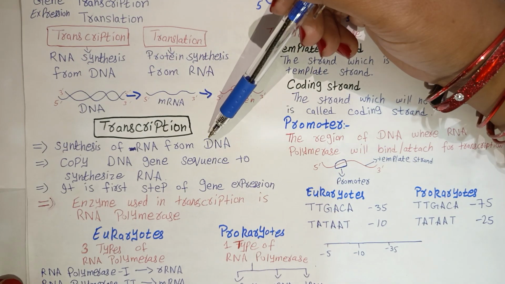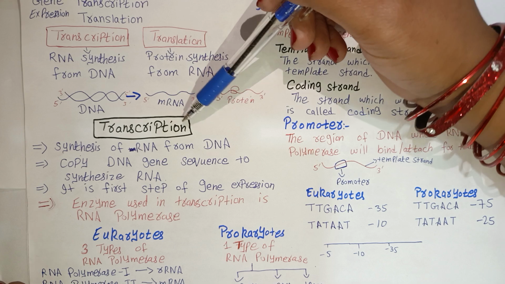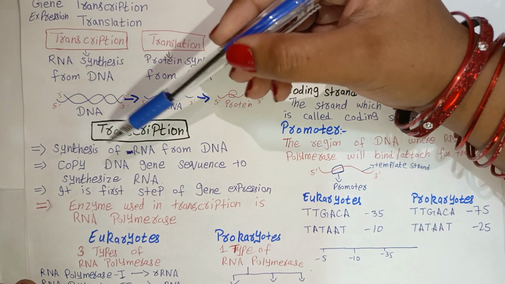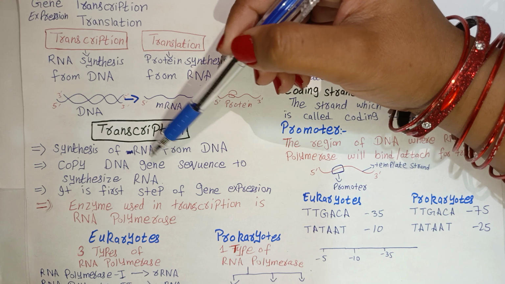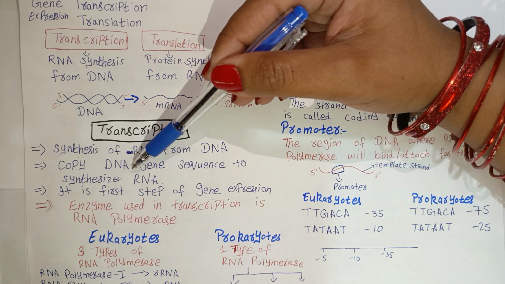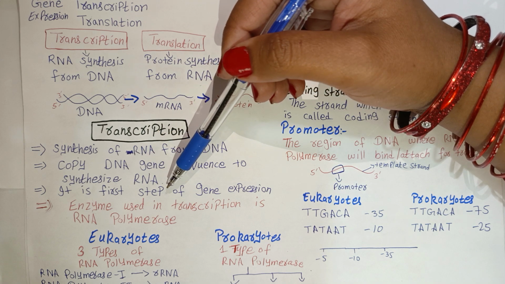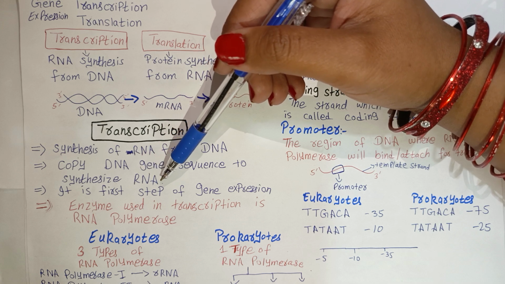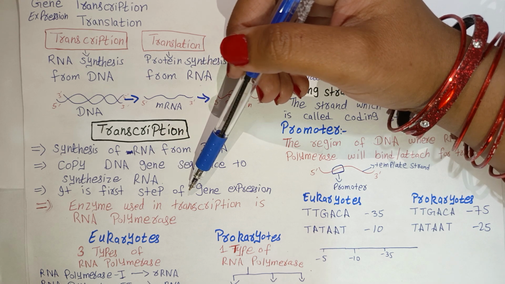Now come towards our main topic, transcription. To make RNA, we need the DNA, and from that DNA, gene sequence will be copied. And it is the first step of gene expression. And to synthesize RNA, RNA polymerase enzyme is required.